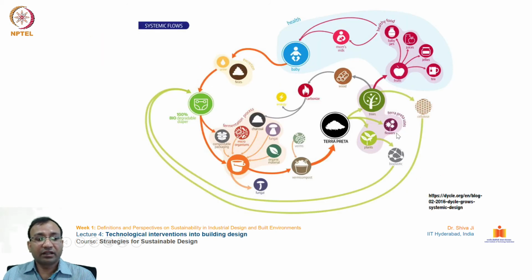So here, if you see in this particular diagram, like systemic flows. If it starts from one place, how is it connected to the other stakeholders? For example, this baby. This baby is related with excretion, urine and feces. Then this will go into a 100% degradable diaper, and this diaper, which is biodegradable, will go through a fermentation process. It will turn into compostable packaging.